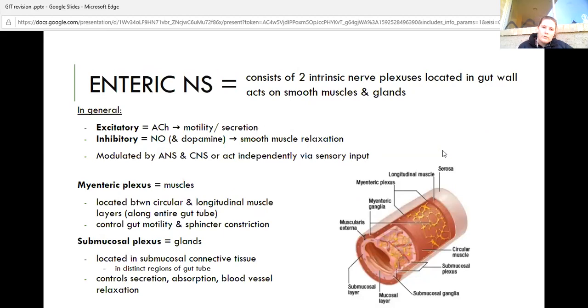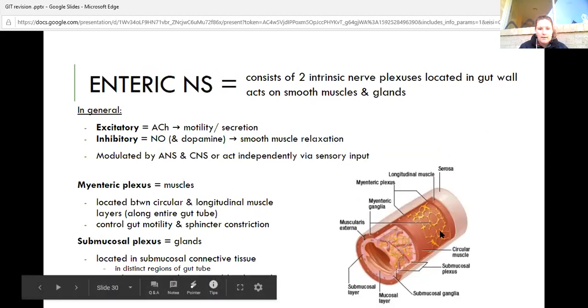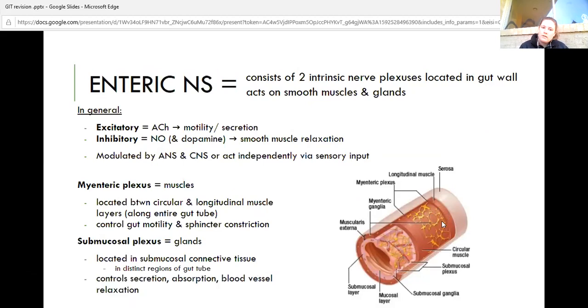And then your gut also has an enteric nervous system. And so there's two forms of it, or there's two plexuses. So there's the myenteric plexus, which has impact on your muscles. So I just remember my is always to do with muscles. And so that's located between the two muscular layers in the gut. And it controls motility and sphincter constriction.